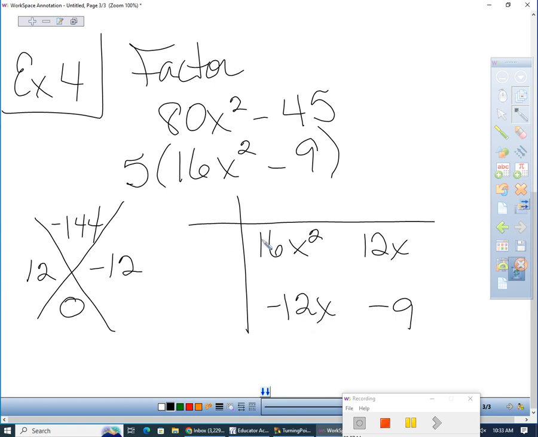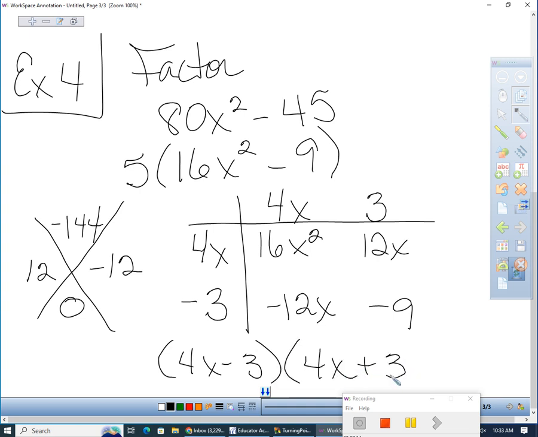Out of the top line, what's in common in 16x squared and 12x? 4x. I heard that. Thank you. How about on a negative 12x and negative 9? And remember, there's a negative right here, so negative 3. I completely agree. Up and down, 4x and 3. And again, if it's the difference of squares, they should be the same with opposite signs in the middle, right? 4x minus 3 and 4x plus 3. Awesome. That's today's lesson. Yes. We're doing 10 through 38 even.